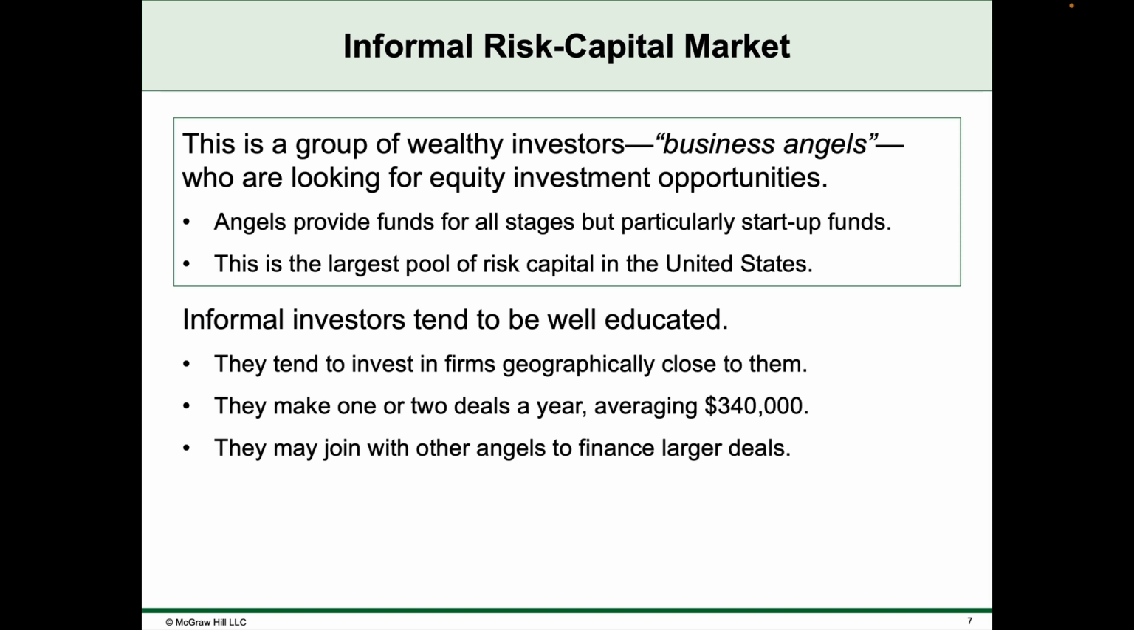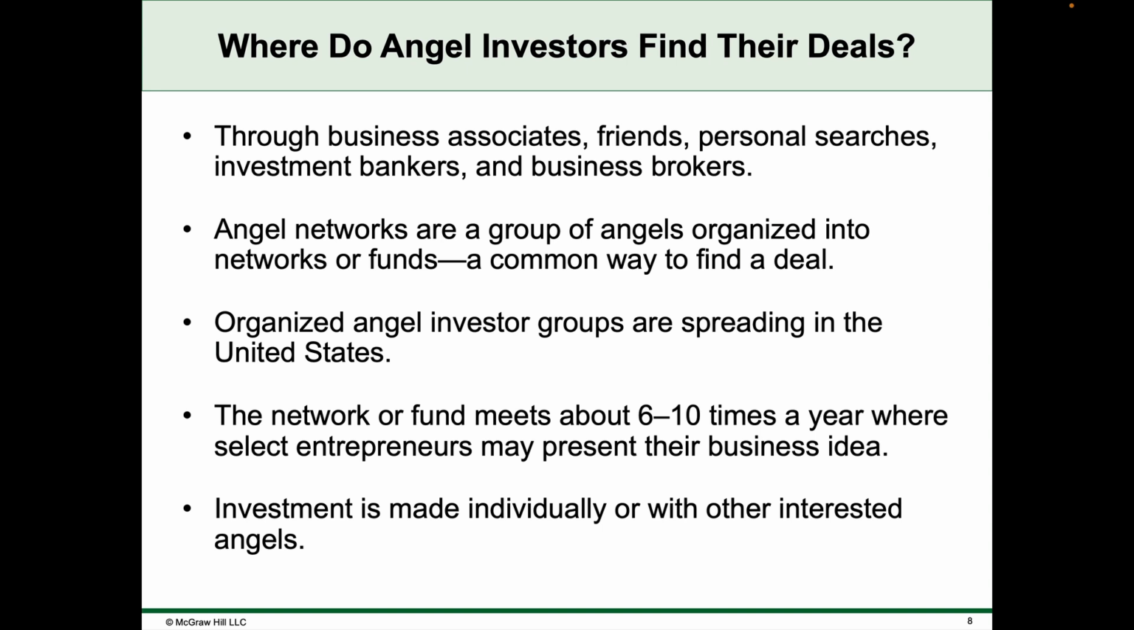Each angel network or fund meets for a few hours, about 6 to 10 times each year. The individual members of the group make the investment either individually or with others interested if any investment is made. Select entrepreneurs present at meetings and interested angels meet with the entrepreneur to discuss the investment process. You've seen this type of presentation in shows such as Shark Tank.